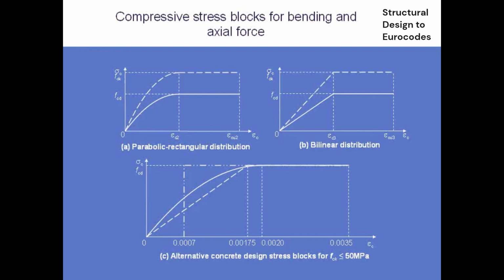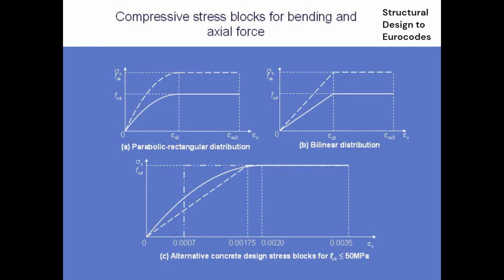All this slide shows is the different blocks drawn out. So, for example, for the rectangle parabola block, the start of the flat portion of the curve starts at epsilon c2, and it finishes at epsilon cu2, and those two strain limits are given to you in that big table I talked about at the start, Table 3.1. So the parabola-rectangle block uses epsilon c2 and epsilon cu2. The bilinear distribution and the rectangular one use epsilon c3 and epsilon cu3, and I think for the lower grade concretes they are the same. It's when you get to high grade concretes that they start to differ in value.